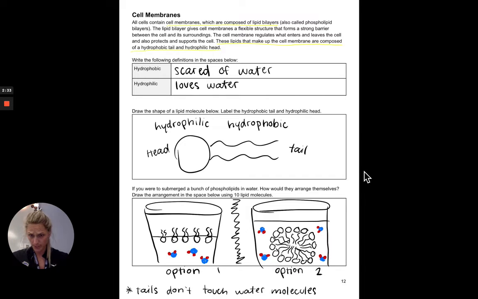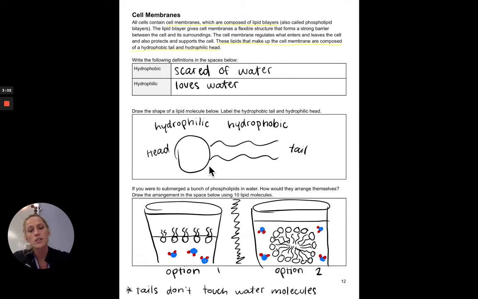In your directions, it says draw the shape of a lipid molecule and label the hydrophobic tail and the hydrophilic head. Our lipid molecule kind of looks like a tadpole. So the circle here at the top, that's going to be the head. And then it's got these squiggly tails. In this particular molecule, I drew two tails, but sometimes our lipid molecules can have three. Sometimes they can have straight tails, and so there's a lot of variation.